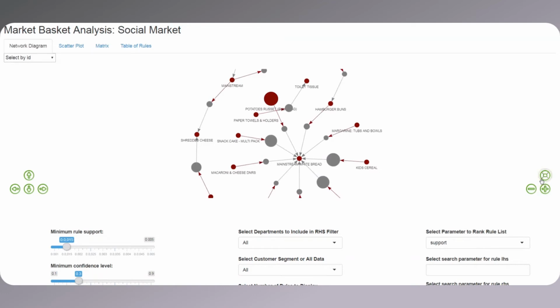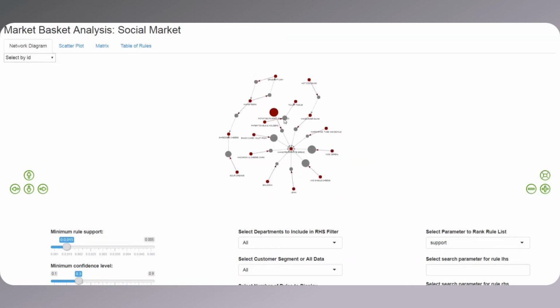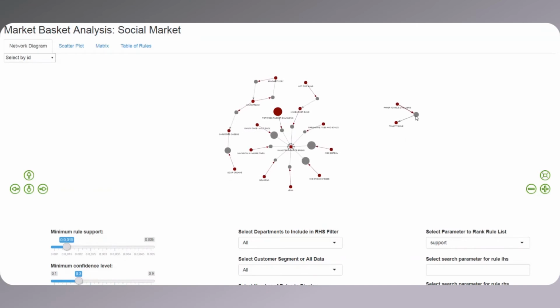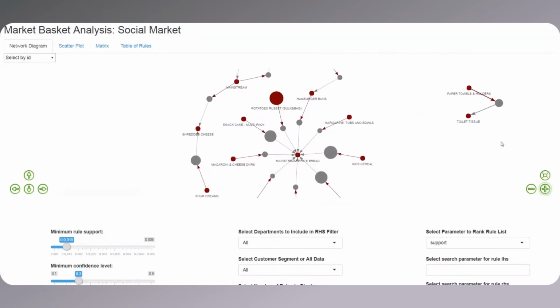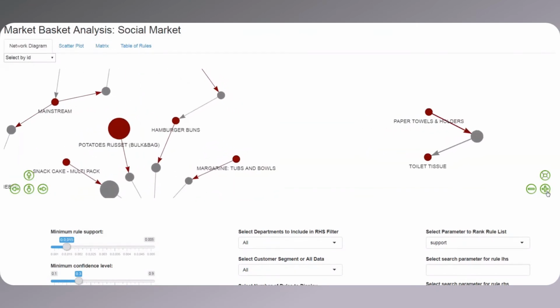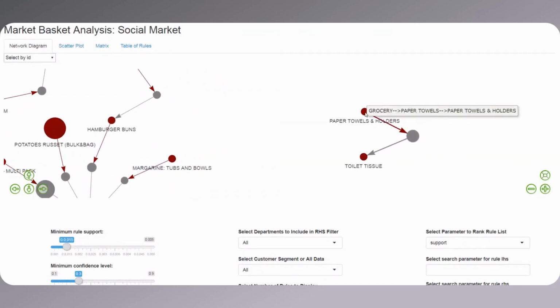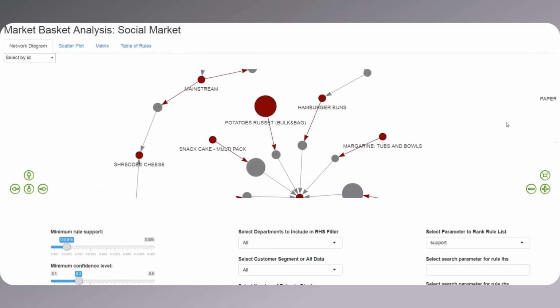Our network diagram shows the relationships between the products in the form of nodes and arrows between the nodes connecting multiple products. So for example, this red node notes the product paper towels and holders. We follow the arrow to see a gray node that's noting the connection between paper towels and another product. Continue following the arrow to see the right-hand side of the rule, which is toilet tissue. So in this case, paper towels and holders are predictive of likely purchase of toilet tissue. This set of rules is kind of off to the side. It's not connected to the other top 15 rules.